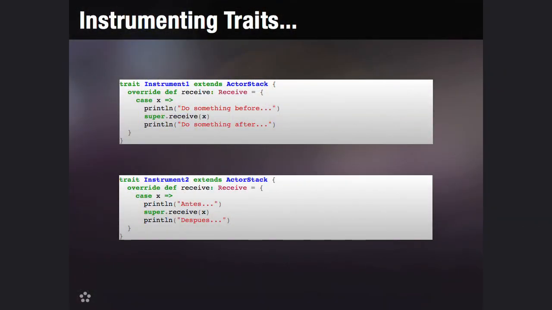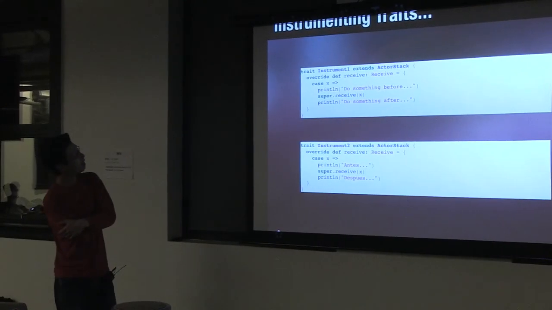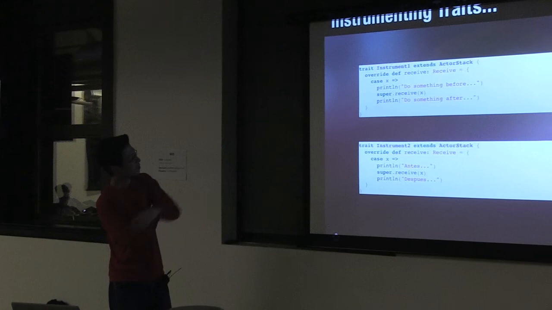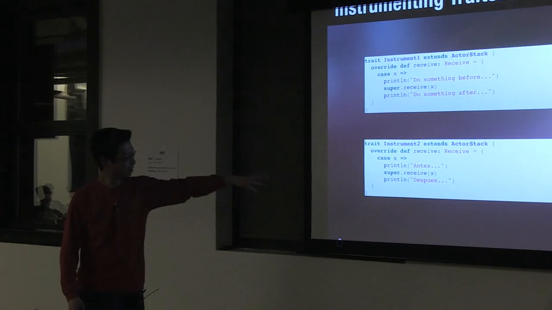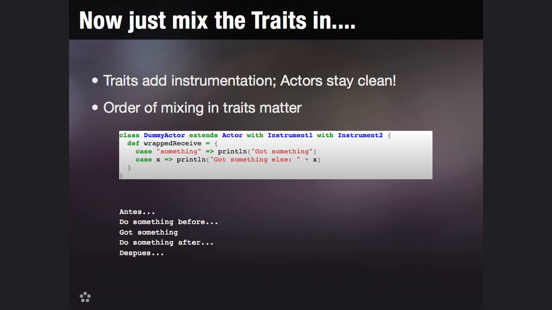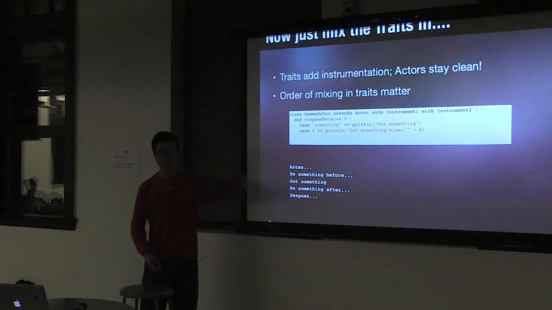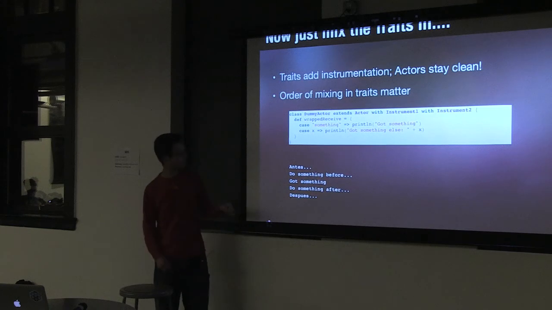So I'll give you an example of two traits. Let's say you have one which does instrument before and after, and the other one does before and after displays. This simply calls super.receive. And what you do is you would say extends Actor with Instrument1 with Instrument2. Then when you send a message to this actor, you'll see that this gets called in the order that it is mixed in.